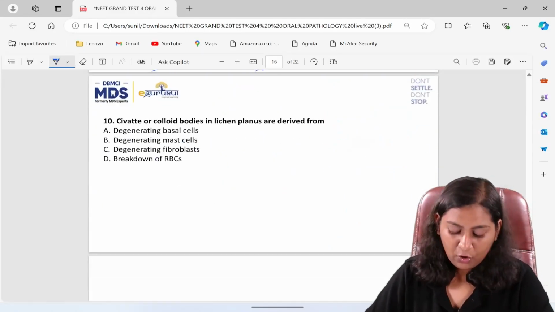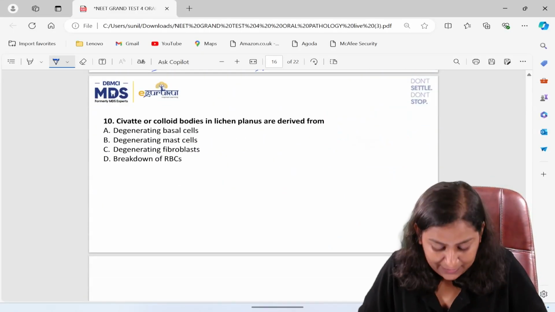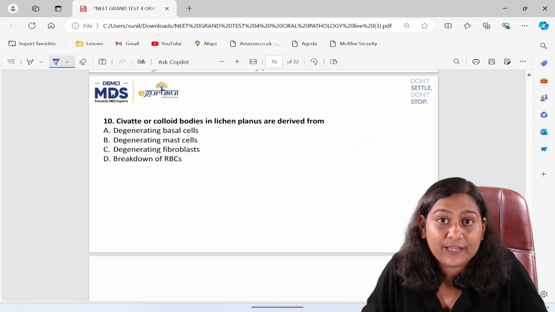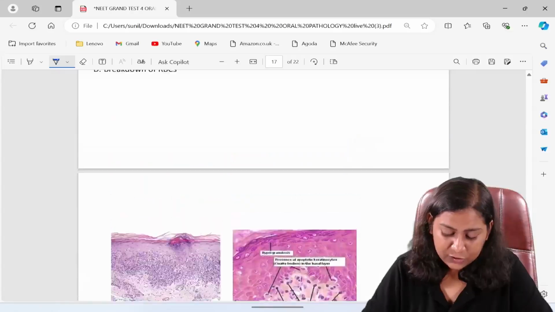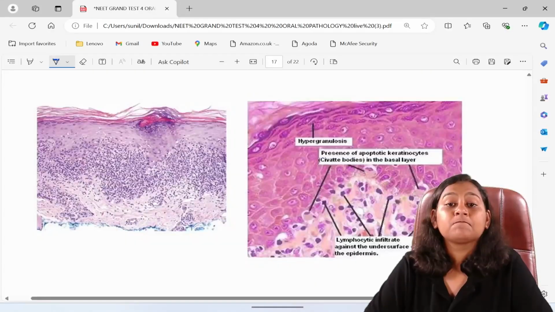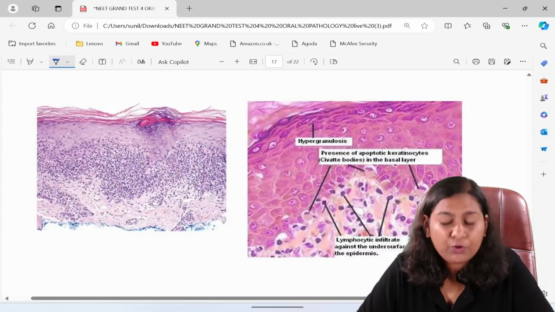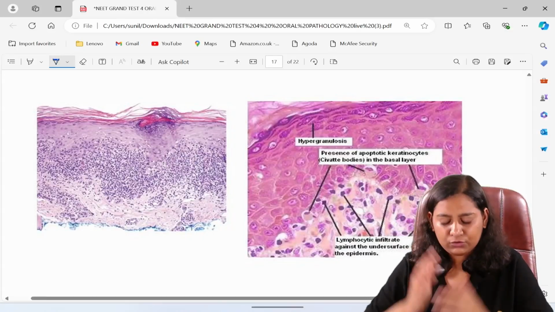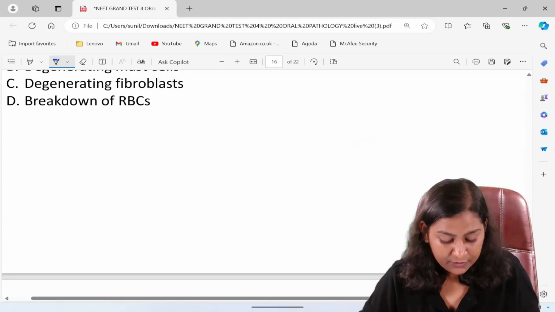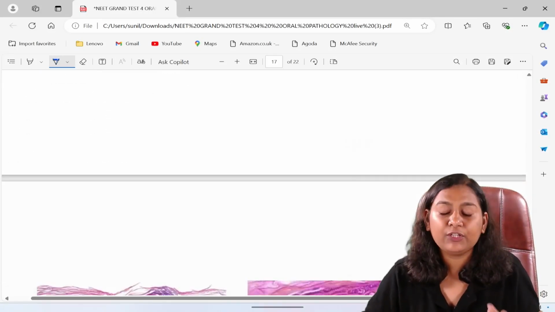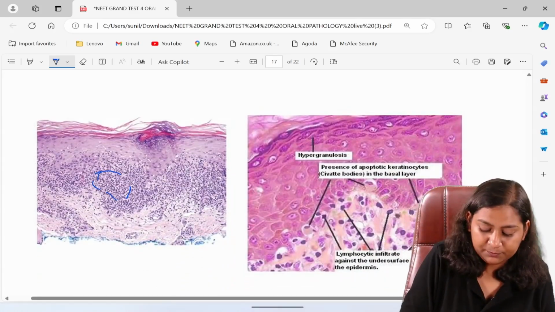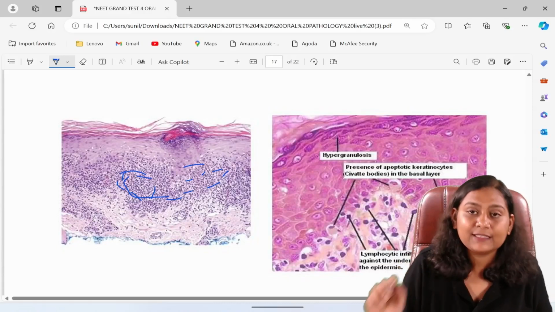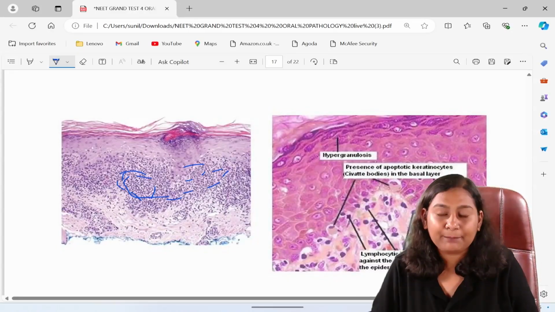Now, civatte or colloid bodies in lichen planus, these are derived from, very important question. Everybody tell me. Okay, I'll show you this image and tell me. Now, if you don't know the answer to this question, then use a little bit of your mind. First, why do civatte and colloid bodies form in lichen planus? So what is this blue? This is lymphocyte.